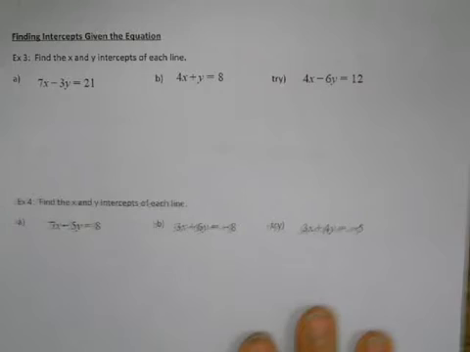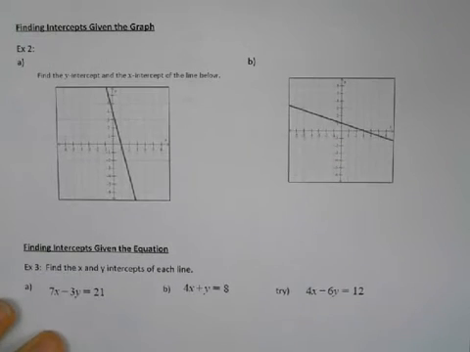Okay, so now we're going to take a look. Let me flip the page here. Not here yet. Here we go. Finding intercepts given a graph. So now we have the opposite situation. We're given a graph and we need to find the y-intercept and the x-intercept of the line below.